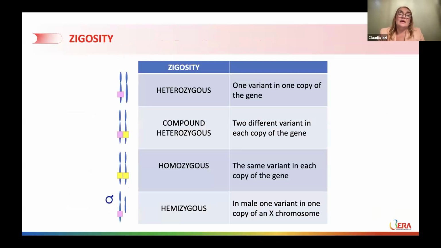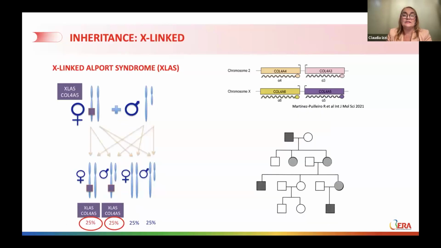Then I remind you that a variant can be present in a heterozygous state. We said that we have our chromosomes in pairs, so our genes on the autosomes are also in pairs. If we have only one variant in one copy of the gene, we have a heterozygous state, while if we have two different variants, we have a compound heterozygous state. If the variant is the same, we have a homozygous state. And finally, a hemizygous state is when we have a variant on the X chromosome in a male patient.